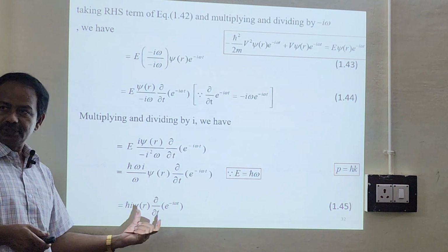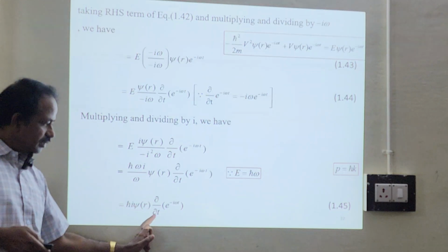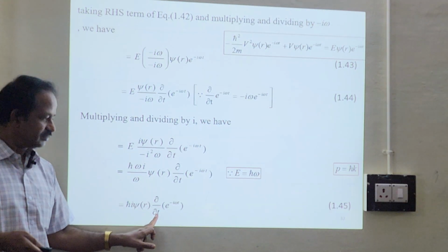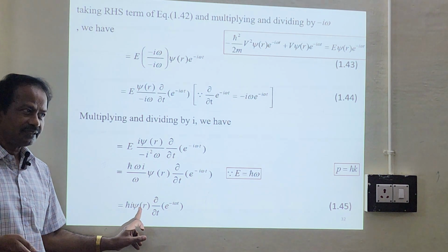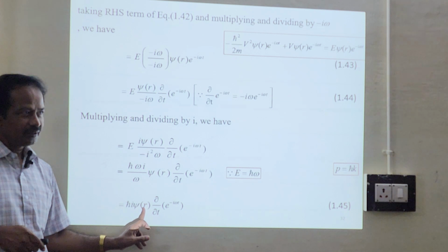Any doubt in equation 1.45? So this psi of r, this is dt. Okay, this is dt. So this is a constant. Correct? This is a constant. I can take this constant inside or outside, it doesn't matter. The constant.